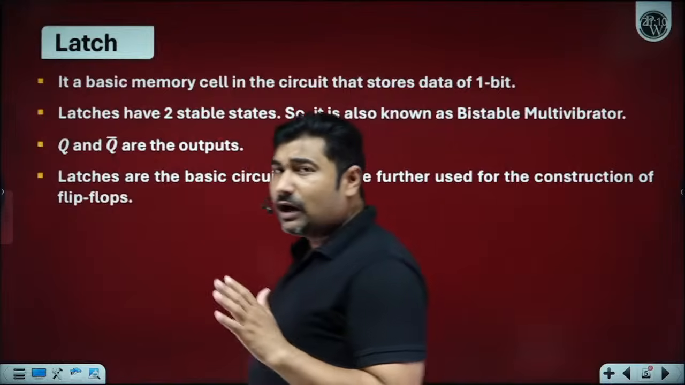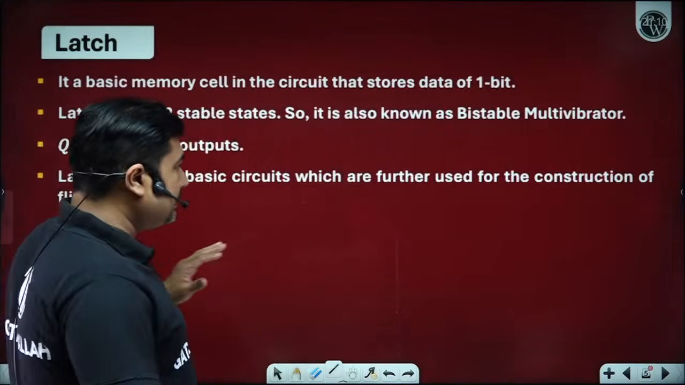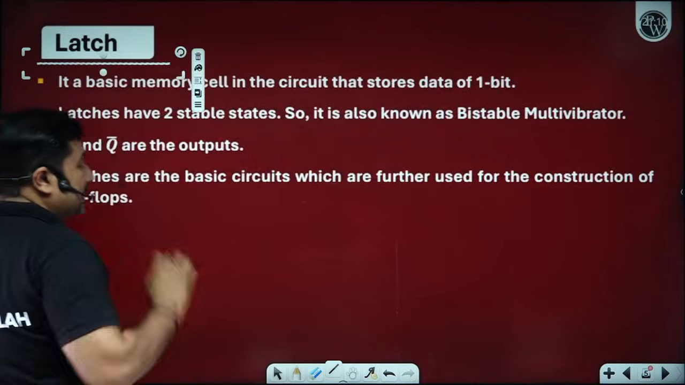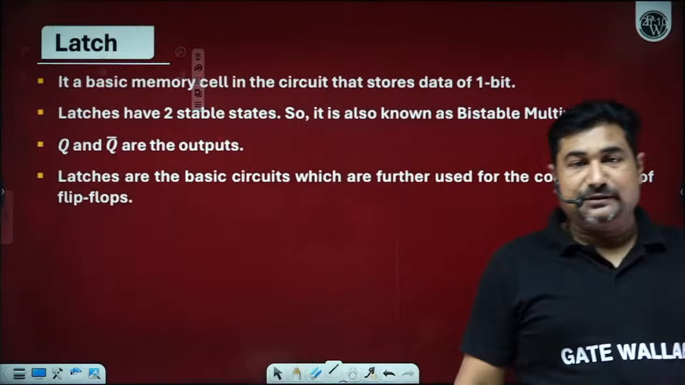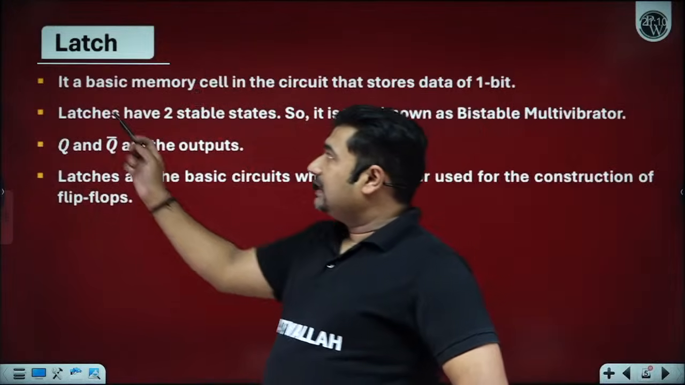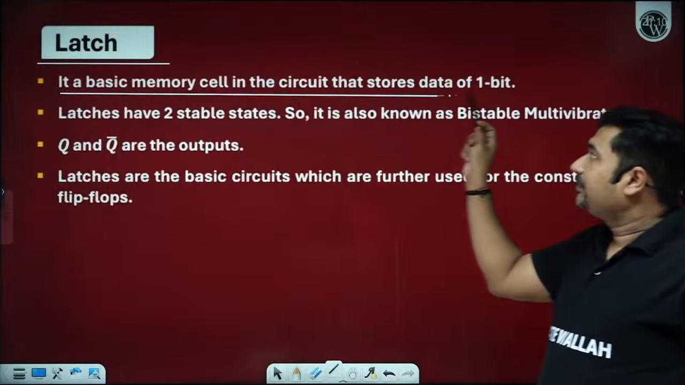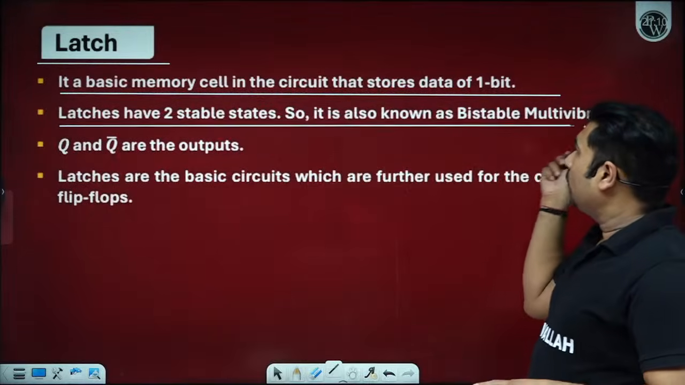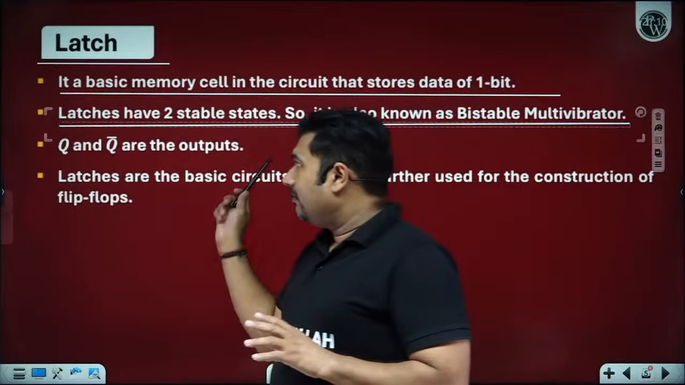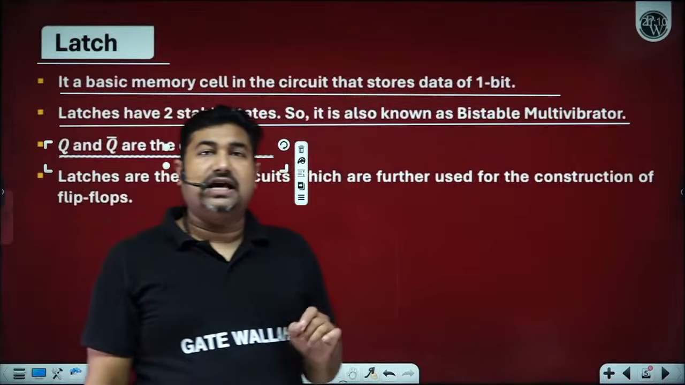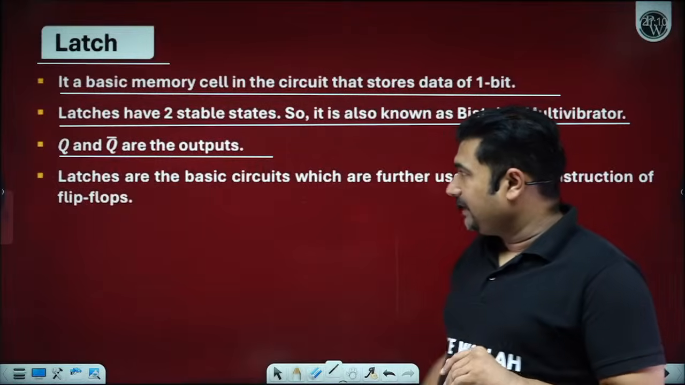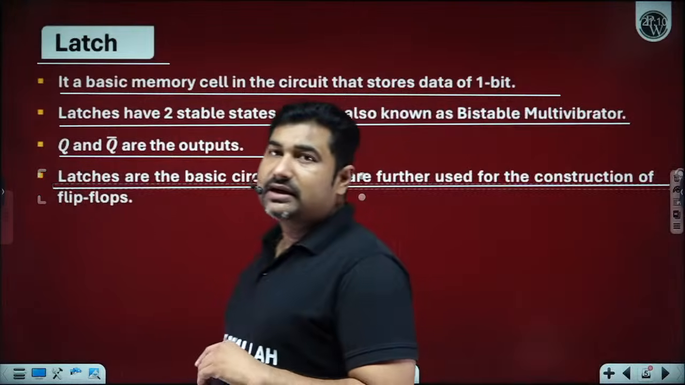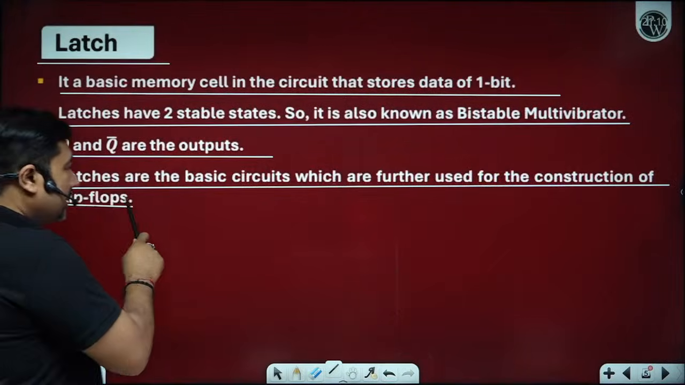But before going to all these things, let's discuss the smallest unit of your entire sequential circuit, that is the latch. So please write down latches. It is a basic memory cell. A latch is a basic memory cell that stores 1-bit data. Latches have 2 states, so it is also known as a bistable multivibrator, and the outputs of a latch are Q and Q bar. Latches are the basic circuit which are further used to construct flip-flops. How many of you are able to understand up to this part?